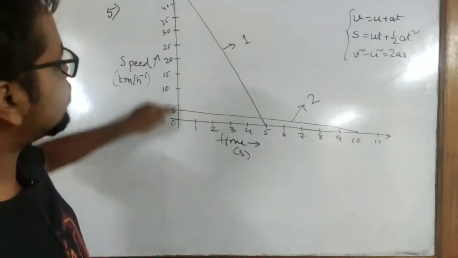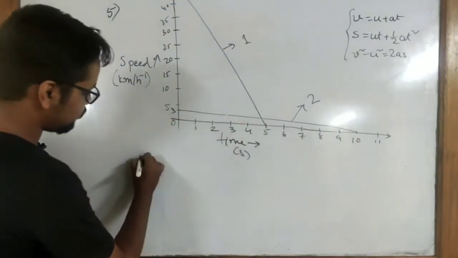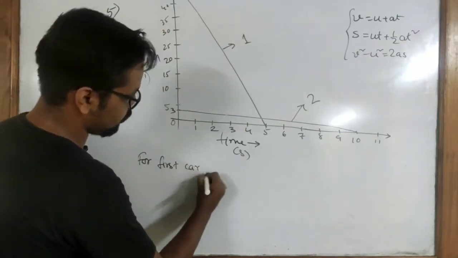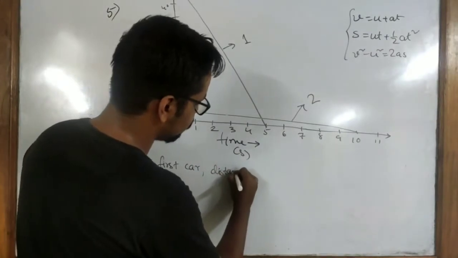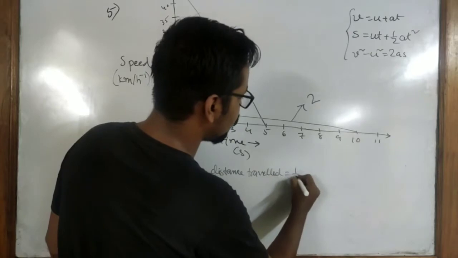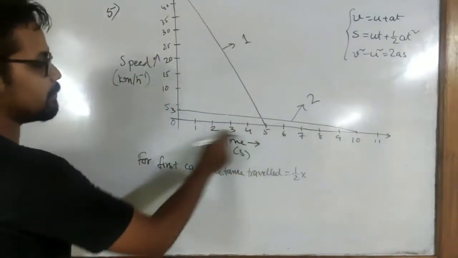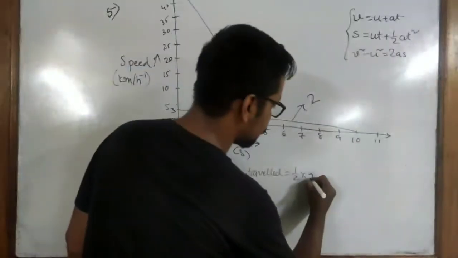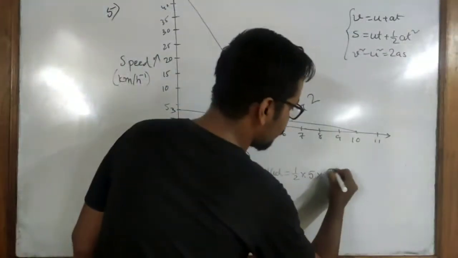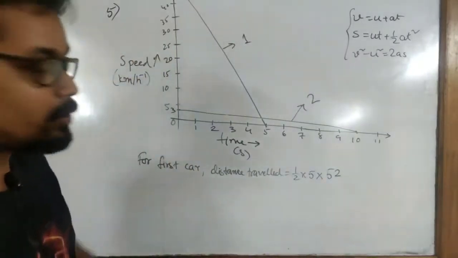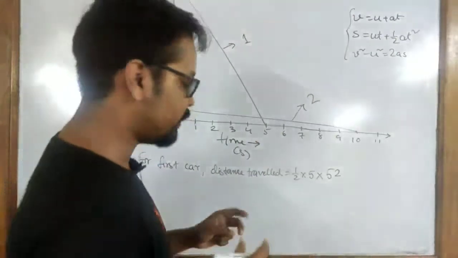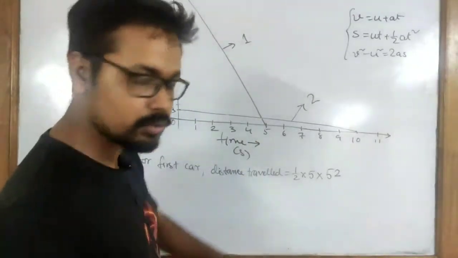For the first car, the distance traveled is equal to half into base. What is the base? Base is only 5 seconds. Into height. Height is 52 km per hour. That means we need to convert it to meter per second, the SI unit, because the time is in seconds. So let us convert this to seconds as well.